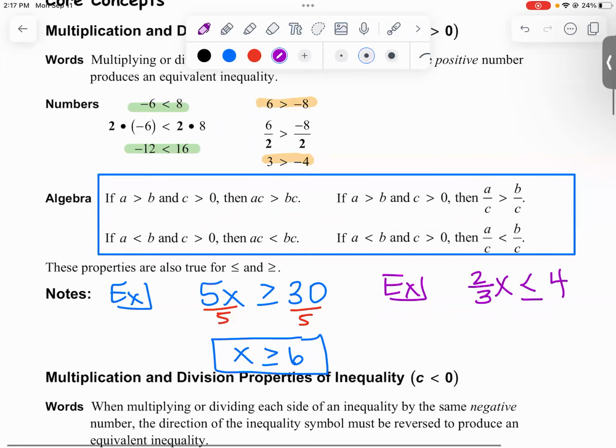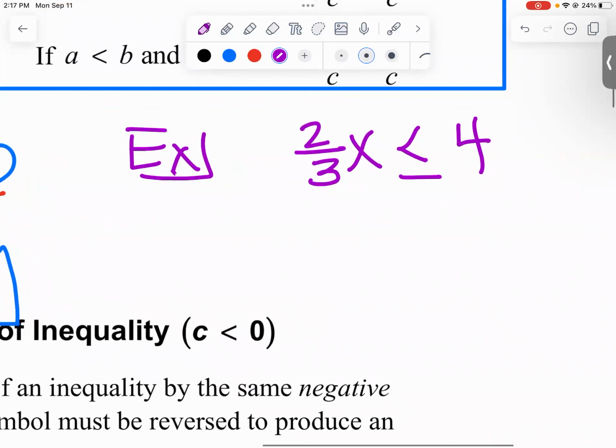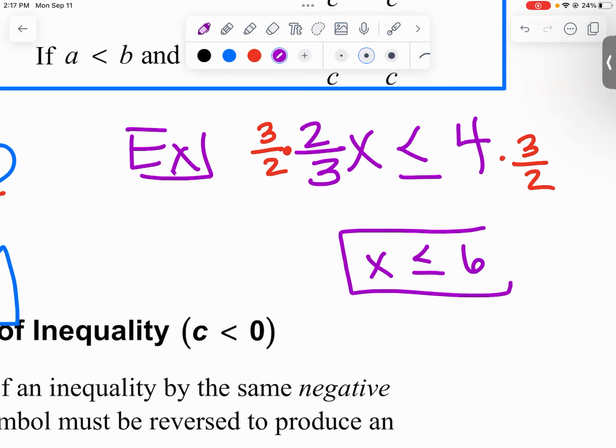Okay, this example right here, write it down. We can also multiply a number to both sides, as long as it's positive, be okay. So if I have 2/3 multiplied by x, how do we undo it? So that's called the reciprocal. We times it by the reciprocal. So x is less than or equal to 6.